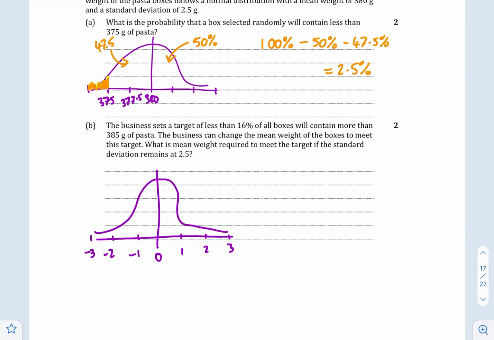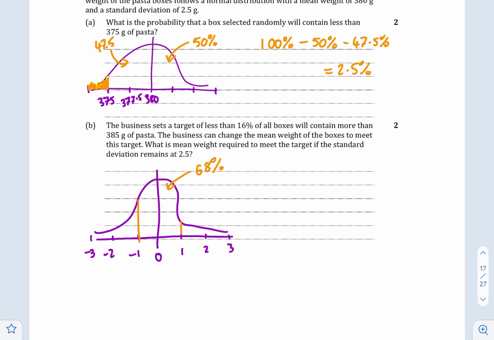Okay. Now, we want less than 16% of all boxes to contain more than 385 grams of pasta. So let's consider how we can get 16%. We've got here in this first zone, standard deviation between -1 and 1, that's 68%.